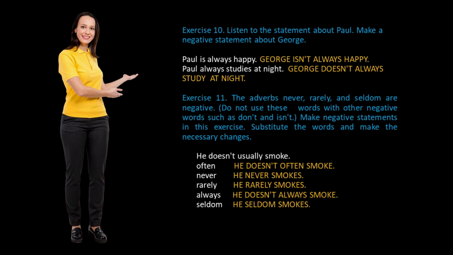Often. He doesn't often smoke. Never. He never smokes. Rarely. He rarely smokes. Always. He doesn't always smoke. Seldom. He seldom smokes. Now, please do the following exercise. You can pause your video until you finish the exercise.